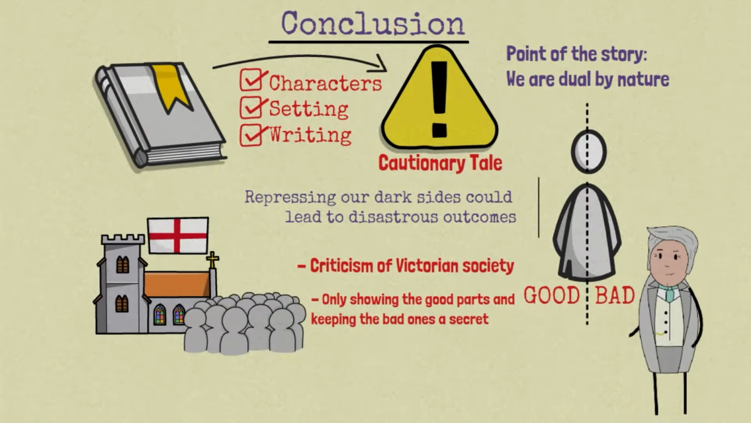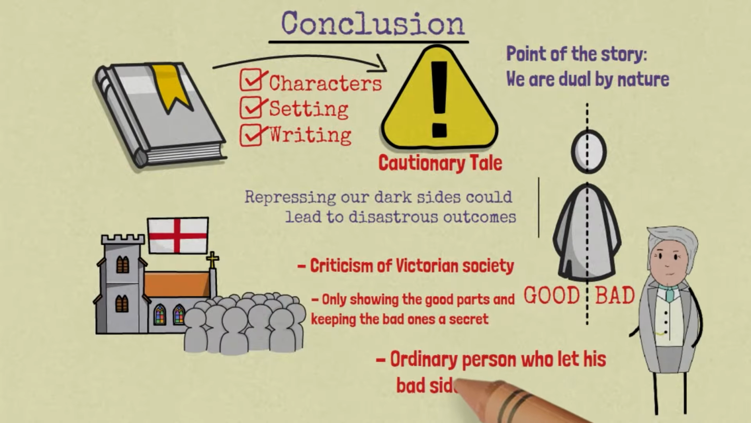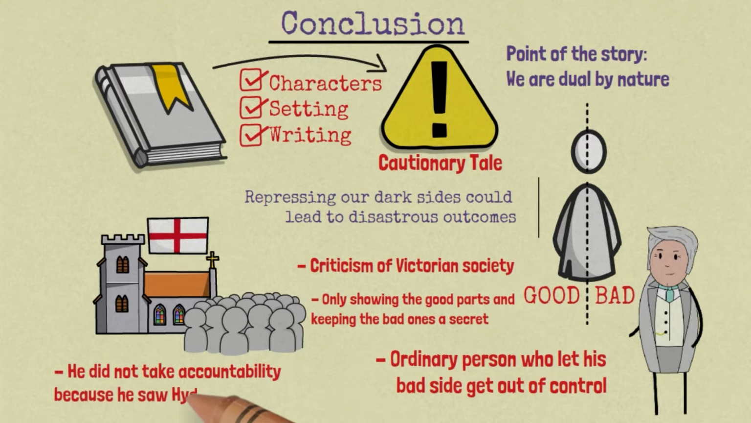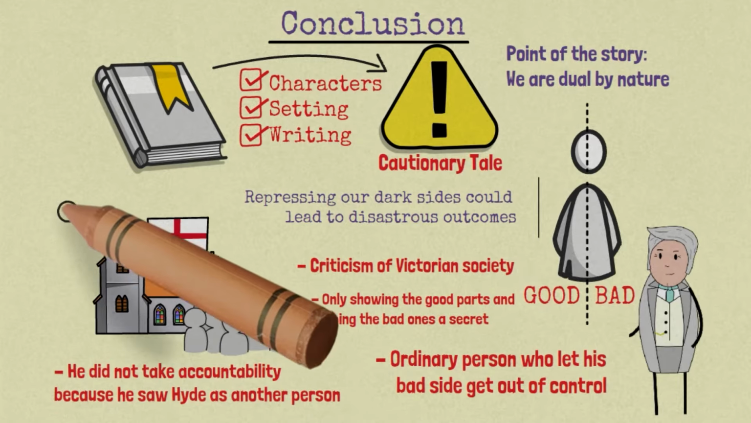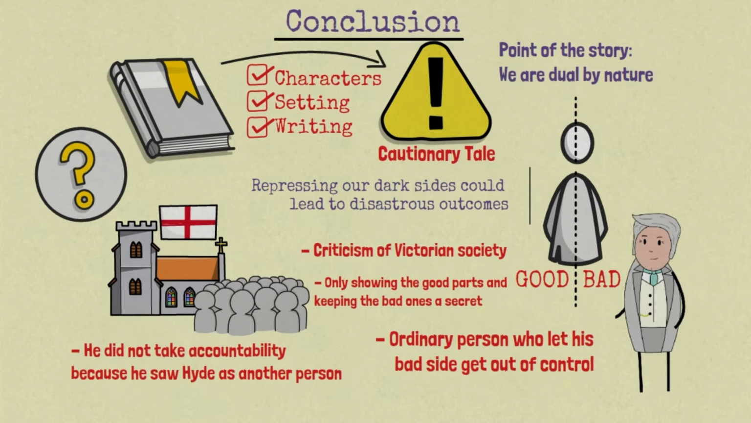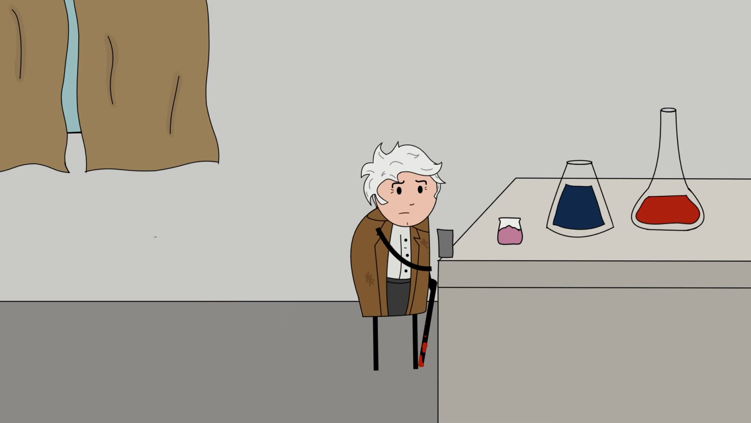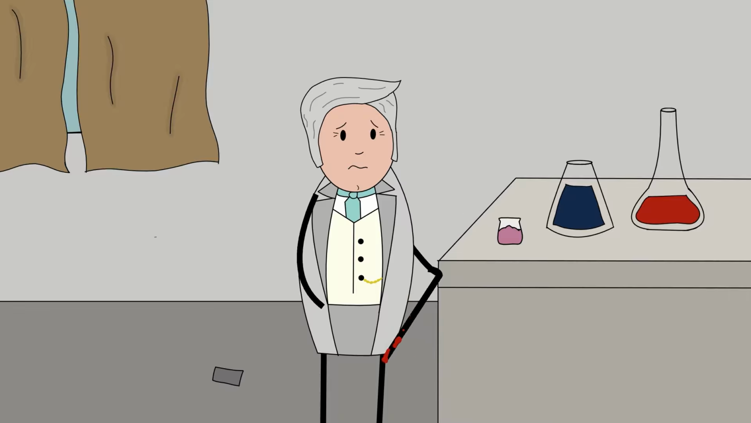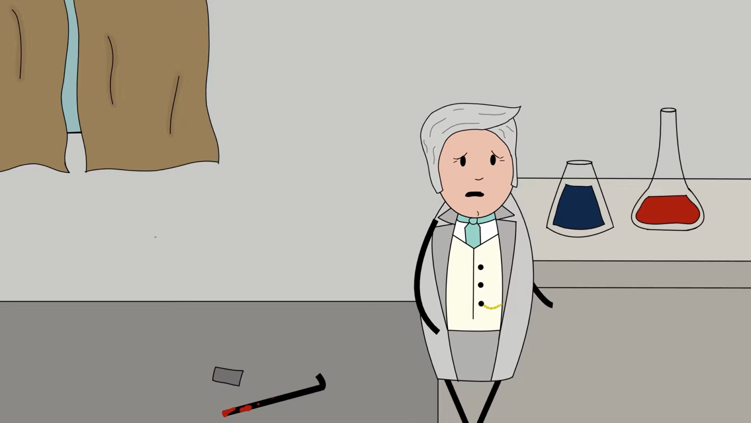Jekyll is just an ordinary man whose bad side spiraled out of control, mostly because he felt that he did not have to accept responsibility for the actions of his alter ego Hyde, even though they were still the same person. If it could happen to him, it leaves us to wonder, what would we be capable of if we were able to separate the dark side of ourselves and live a life without consequences?